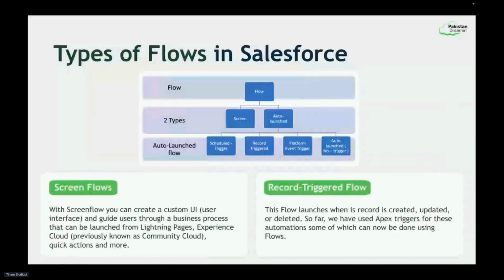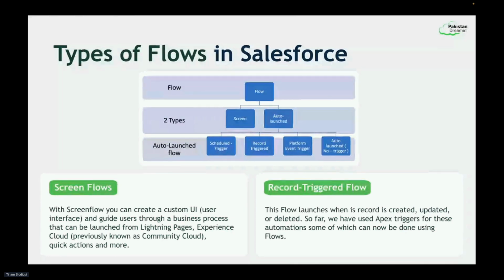So these are some types of flows. We have two types of flows: screen flows and autolaunch flows. And autolaunch flows have these four types: schedule triggered, record triggered, platform event triggered, and autolaunch. I'm just going to give you the overview on schedule triggered, platform event triggered, and autolaunch, but we'll review the screen flows and record triggered flows in detail.